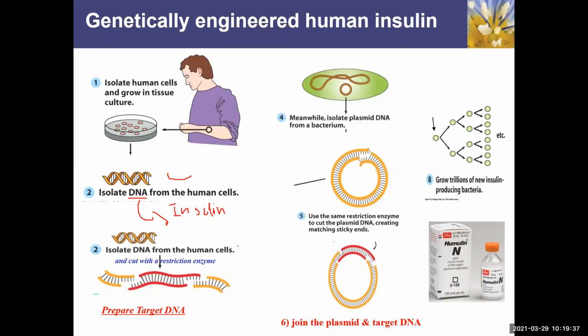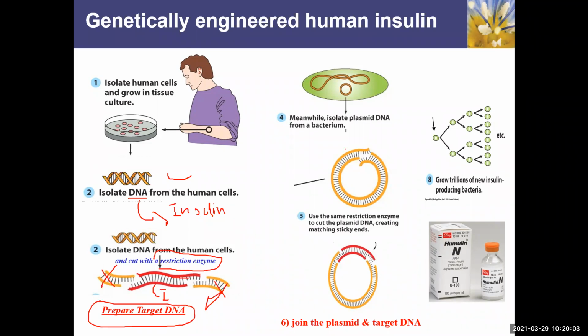We cut the DNA using the restriction enzymes, the molecular scissors. We just wanted this red part because we knew that only this red part produces the insulin. We didn't want other genes. We didn't want all these, so we cut them away. Now this is my target DNA. I have the insulin gene ready.